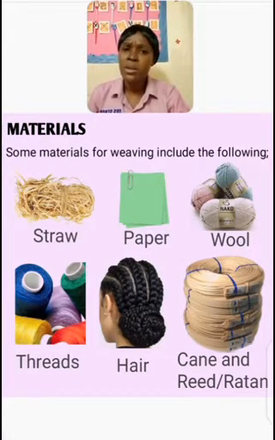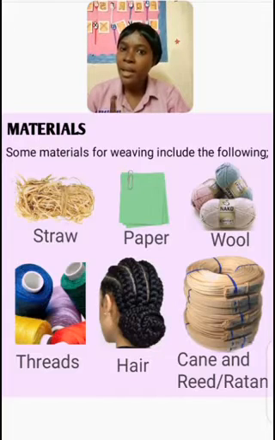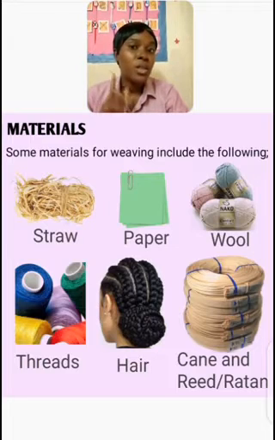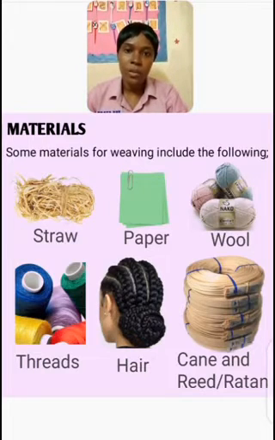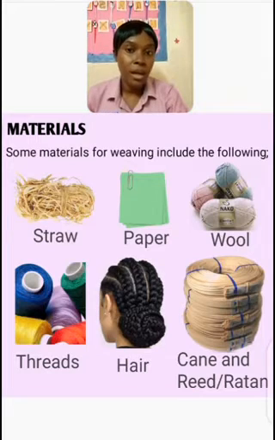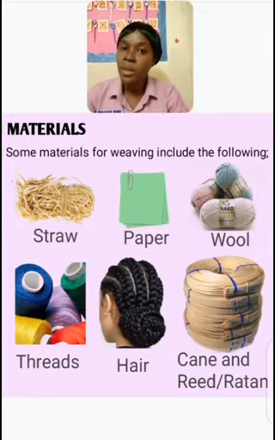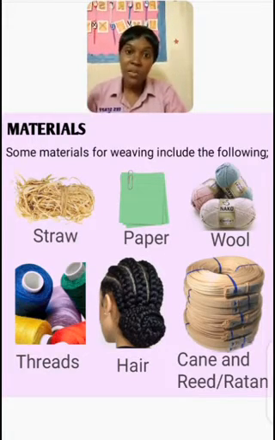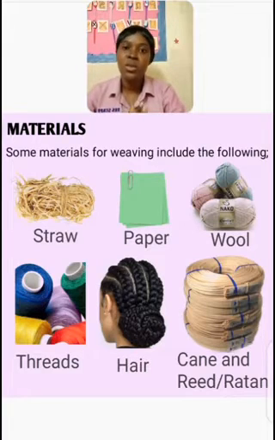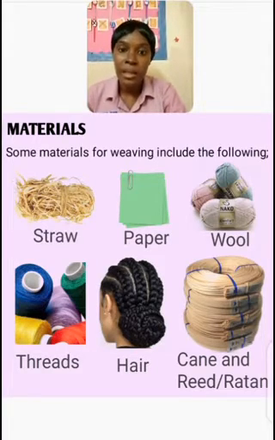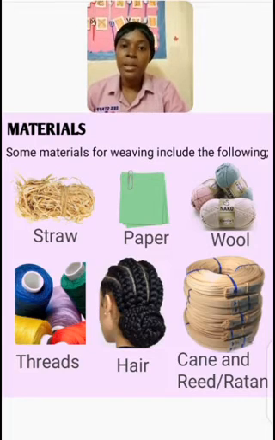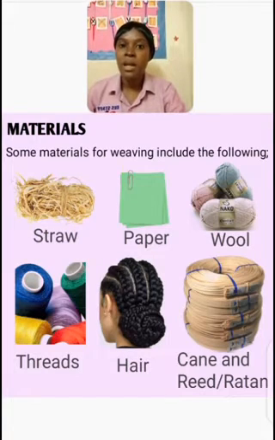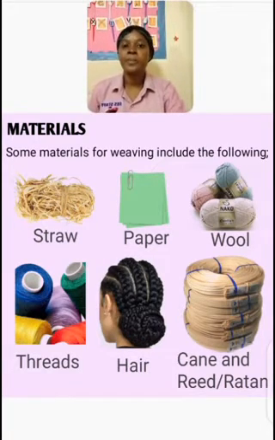Now, I want to talk about the next picture you see there. It's a human hair, right? Okay. Now, human hair is not woven into any product, but human hair can be woven for decorative purposes. We women, we like to look so beautiful, so we weave our hair to make it look beautiful. It's not necessarily for the production of anything, but for beautification. That's why I had to add it here, okay, because it's one material that can also be used for weaving.